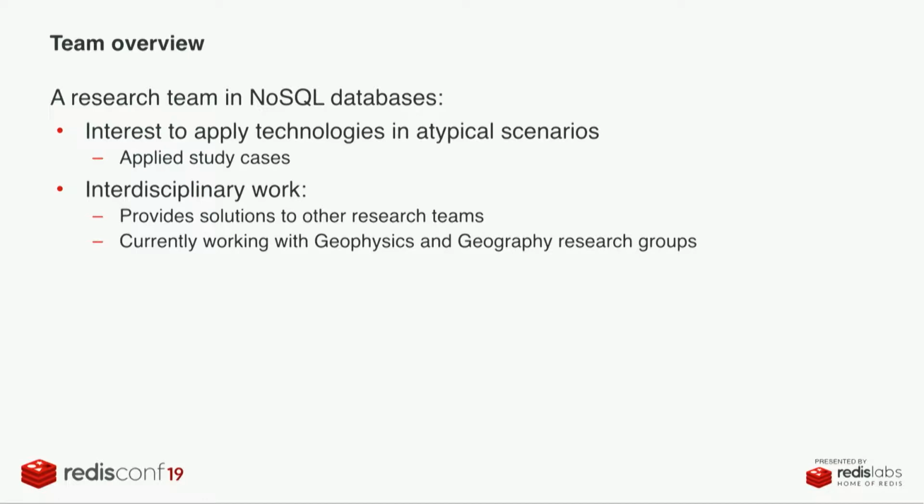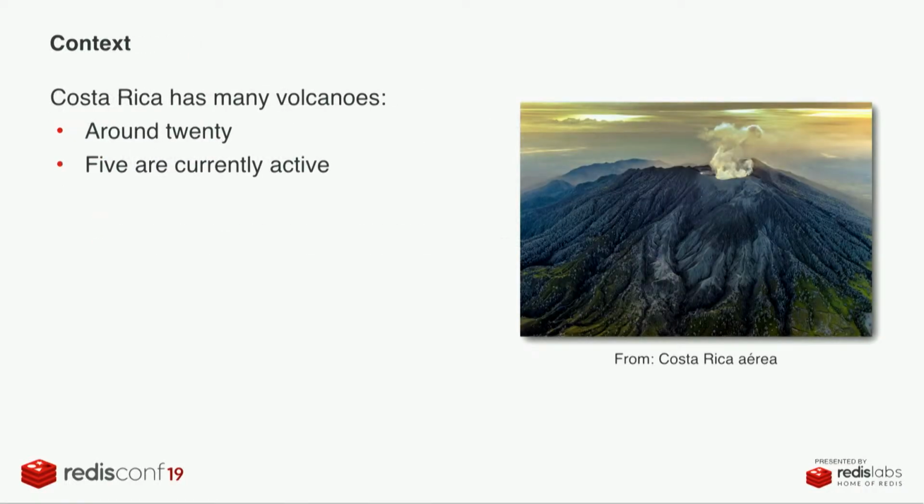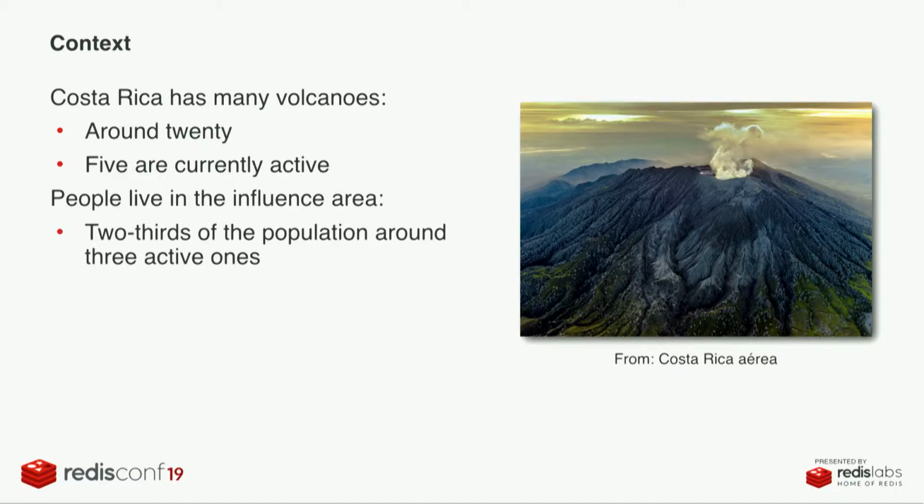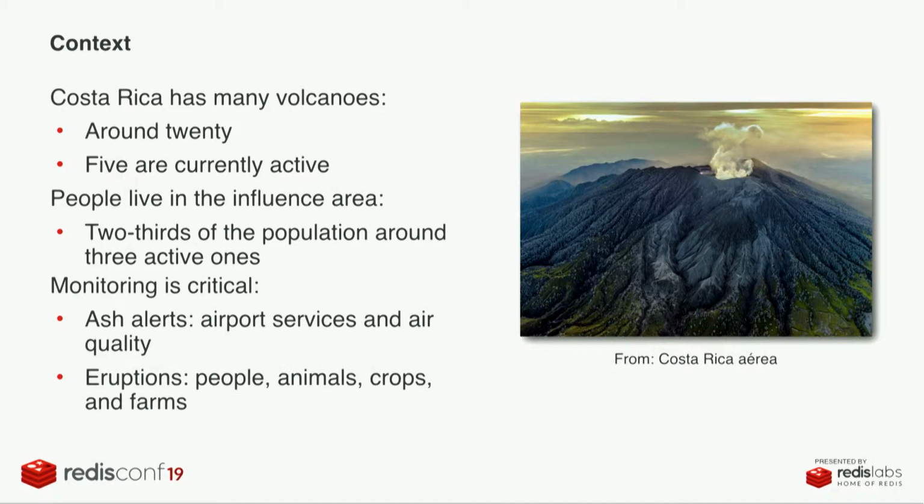For the context of this work, I live in a country that has many volcanoes. We have around 20 volcanoes, and from this quantity, 5 are currently active, which means people live in the influence area of these volcanoes. Actually, two thirds of the population live around the 3 active volcanoes. So in that case, monitoring these volcanoes is critical.